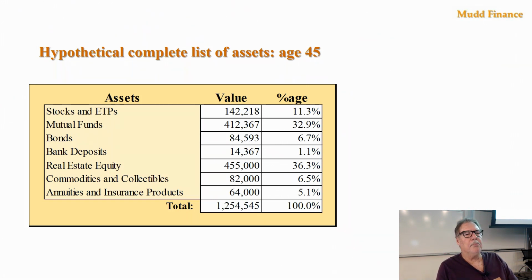You, of course, hold bank deposits, but bank deposits are not good investments. They don't have a high enough rate of return, so whatever bank deposits you have are for liquidity needs and nothing else. You have some real estate equity in the home that you own. You own some commodities or collectibles, and we won't specify right now what they are, but maybe it's silver or gold or art or a rare automobile or something. And you may have annuities and insurance products, perhaps inherited from your parents.